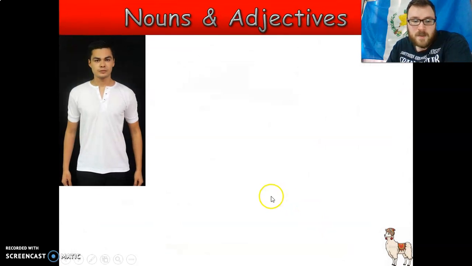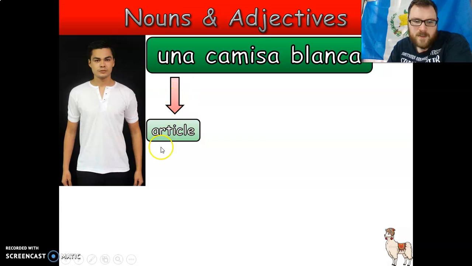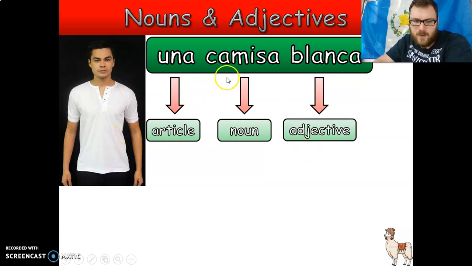Cool. So now we're going to talk about how nouns and adjectives work in Spanish. This guy has una camisa blanca. Here's your article, una, like a or the in English. They have that too in Spanish. Camisa is our noun, and blanca is our adjective. Una camisa blanca: article, noun, adjective.